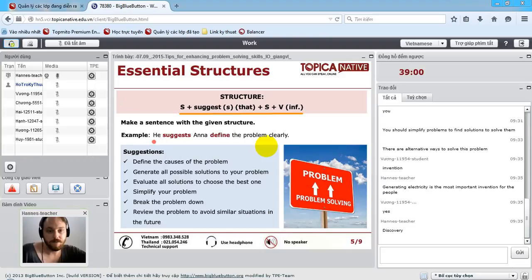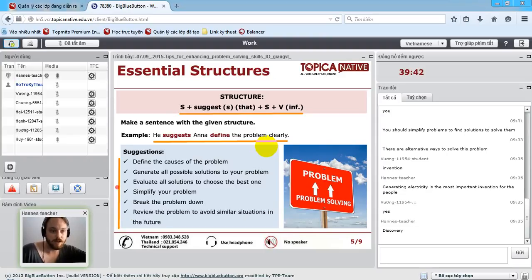And one example: he suggests Anna define the problem clearly. And here are a few suggestions on the slide you can use. Take a look at the suggestions here and try to fit them into the structure with suggest. He suggests, or anyone suggests something. Let's try and keep it simple.